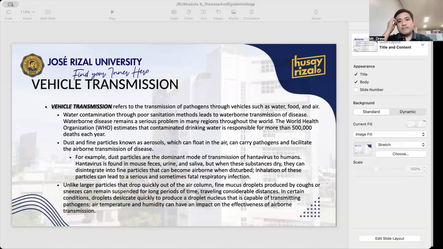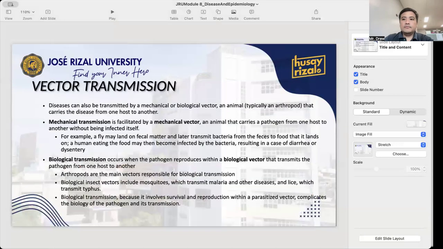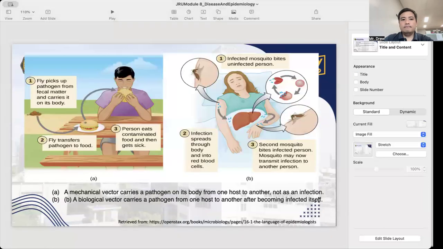Let's go now to vehicle transmission. We have waterborne transmission, like contaminated water. We also have airborne transmission, using dust or aerosols carrying pathogens. Next, vector transmission. Mechanical vector, pathogen carried on an animal's body without infection. Examples are flies. Biological vector, pathogen replicates inside a host before transmission. Examples are mosquitoes or lice, like in dengue and malaria.